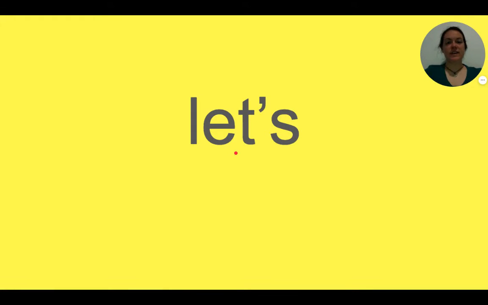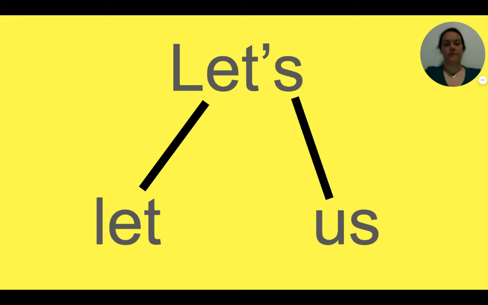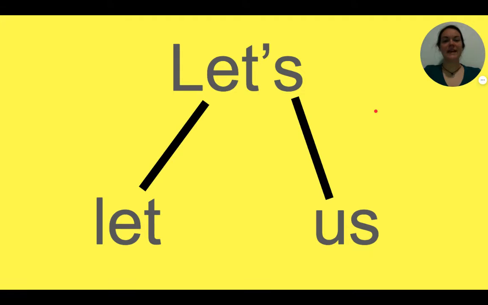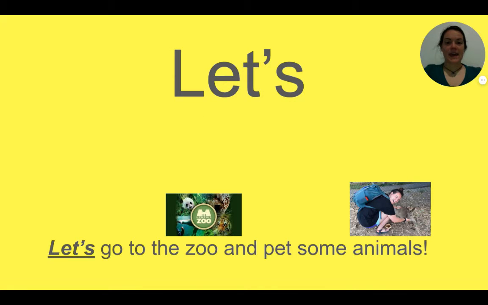Okay, so now we have the word let's. Repeat after me. Say let's. Good. So let's is, what is this called? A contraction. So a contraction is two words that are combined together to make a new word. So let's is let and us. Let us. And let's is a snap or trap word. It is a snap word.